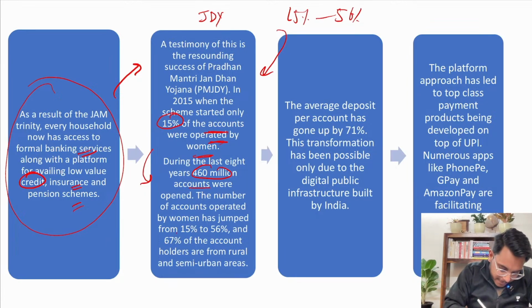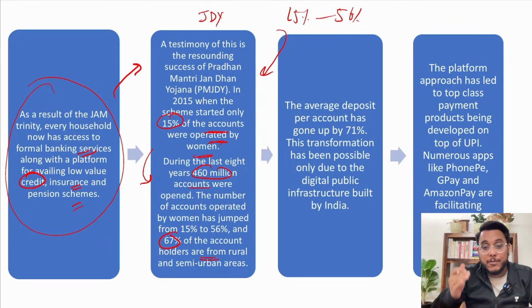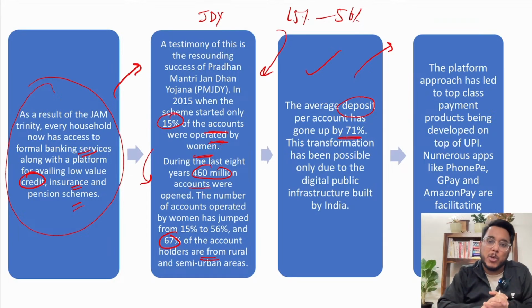Okay, 67% of the account holders are from rural India, semi-urban India. So in terms of financial inclusion, it has seen such a rapid increase. After that, average deposit per account has also gone up by 71%. And why has this particular thing been possible? Because of the digital public infrastructure. Guys, understand this particular thing.